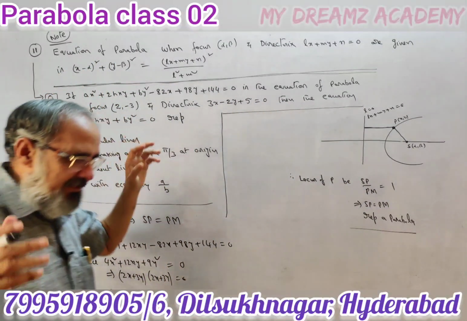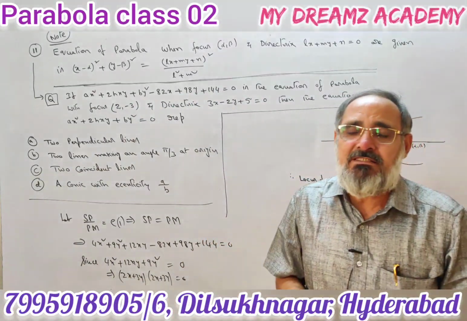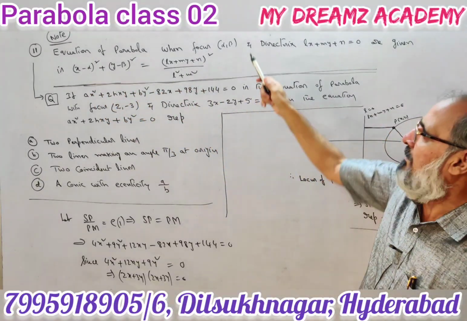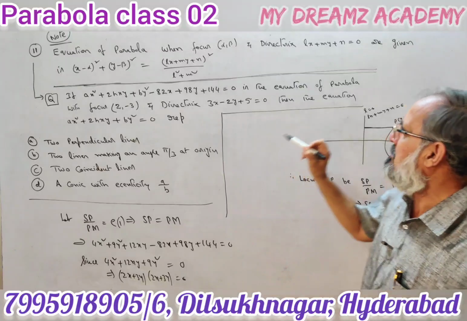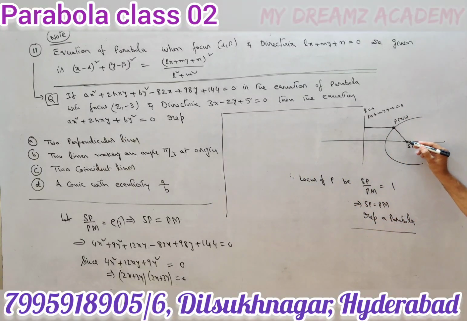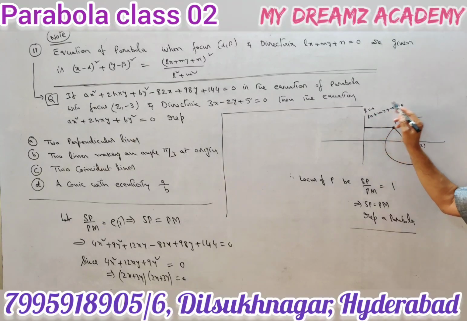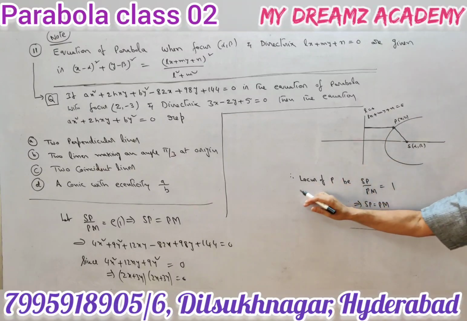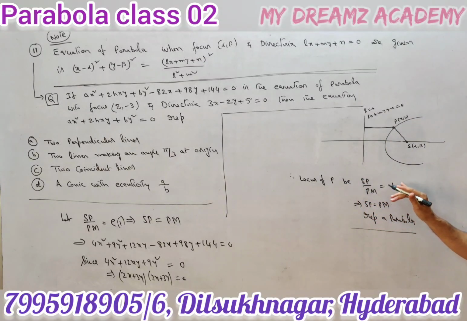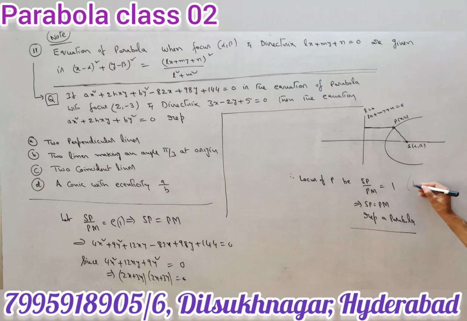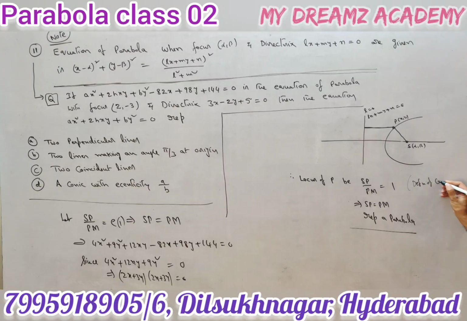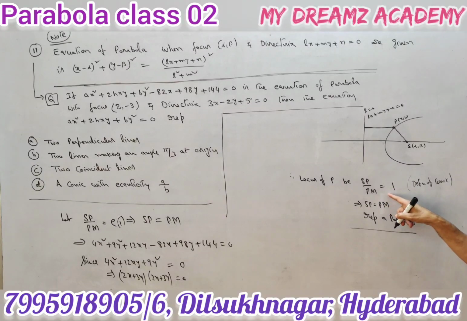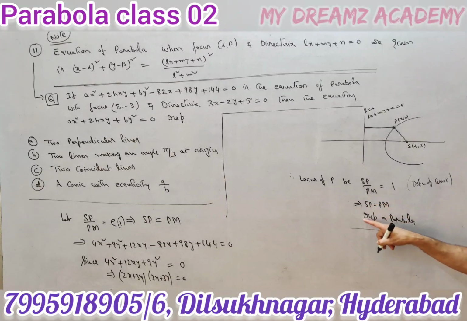First I am going to discuss the concept-based note. Whenever you want to write an equation of a parabola when the focus and directrix are given, the concept is SP by PM. S is the focus, and the directrix is Lx plus My plus N equal to 0. Select a point P(x1, y1) on the required locus, the parabola. The locus of P is SP by PM equal to 1. It is the definition of a conic: SP by PM equal to E. In the parabola case E equals 1, so SP equals PM, which represents a parabola.